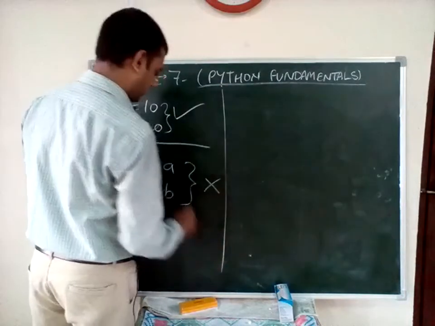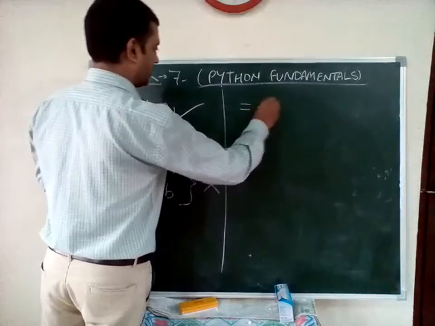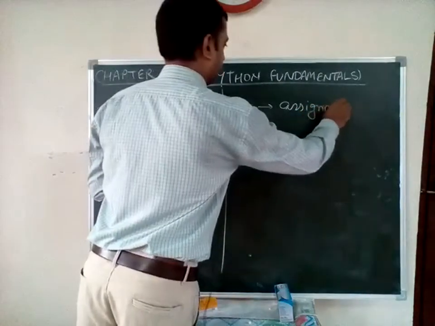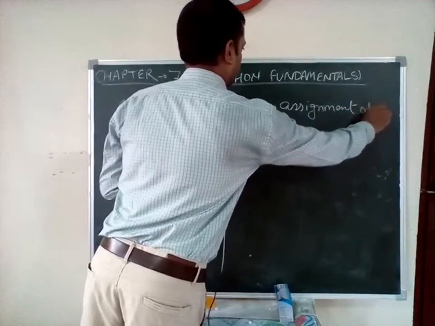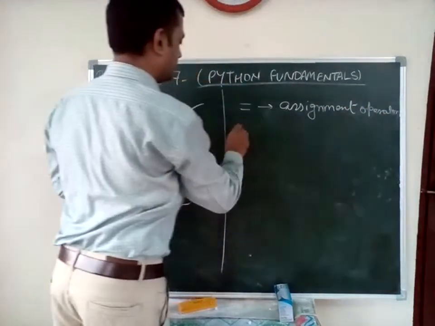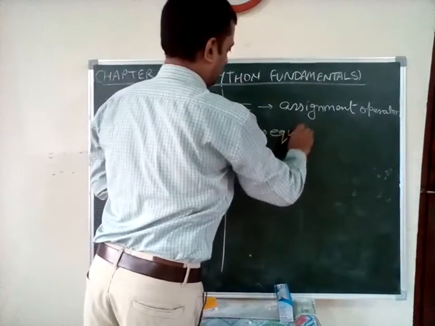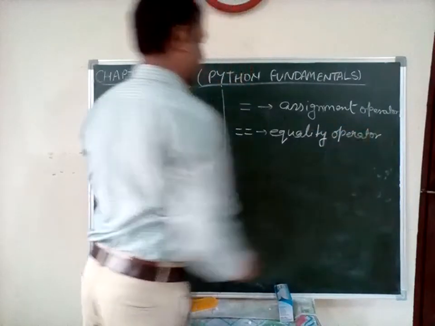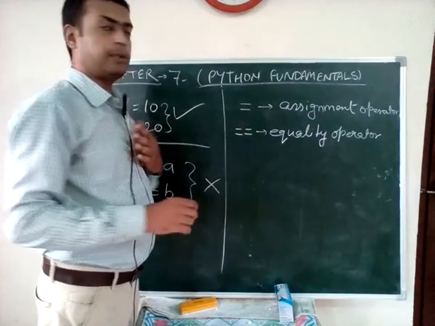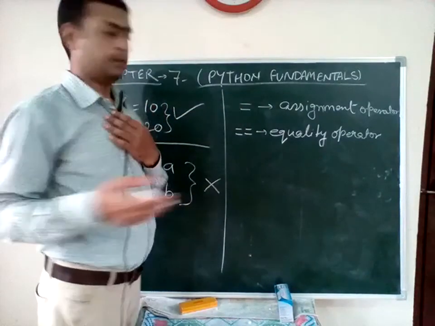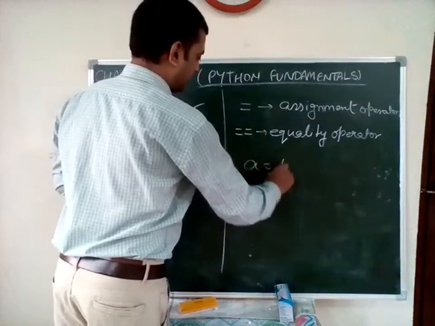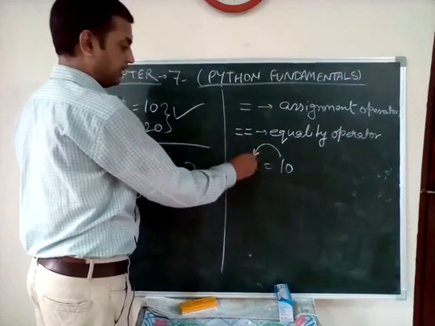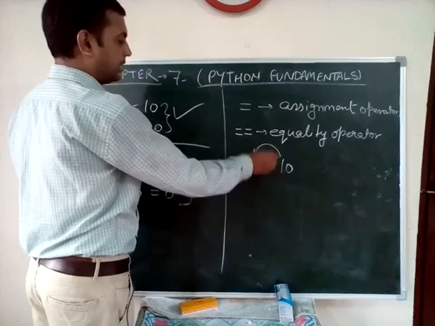You must remember this point, that this is called the assignment operator, and this is called the equality operator. What is the meaning of assignment operator? Whatever you write on the right hand side will be copied to the left hand side. If I am writing a is equal to 10, this 10 will be copied to the left hand side in a, meaning whatever you have written on the right hand side, it will be copied to the left hand side.